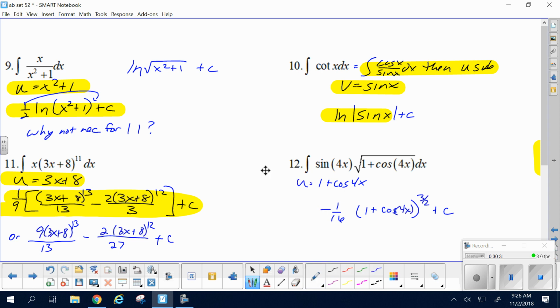I think this was 8 over... I think it was 8 over 12 originally. That's where 2/3 is coming from. Or something equivalent.